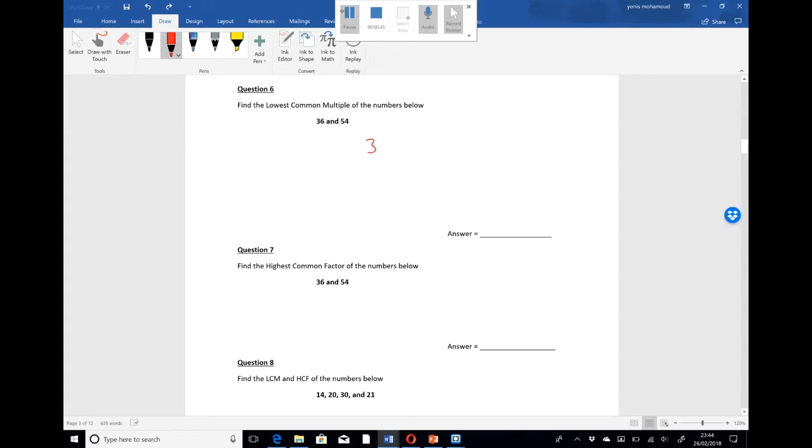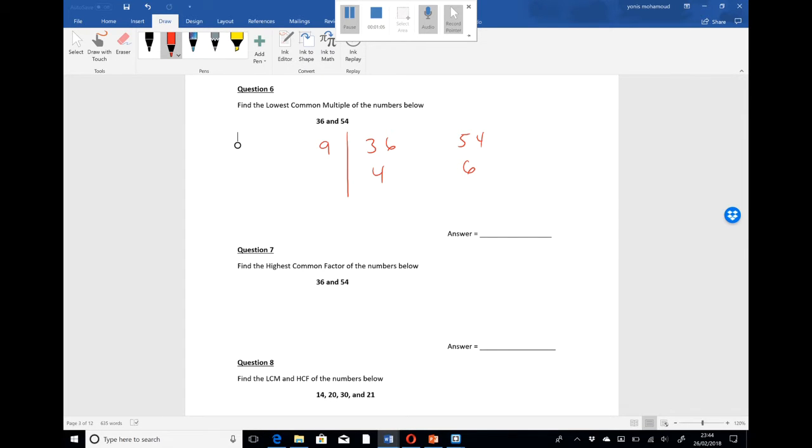So I'm going to write down 36 and 54 side by side. Then I'm going to draw my straight line, and think of a number that goes into both of those times tables. Which number goes into 36 and 54? The number I'm thinking of is 9. Then I'm going to do 36 divided by 9, which is 4, and 54 divided by 9, which is 6.